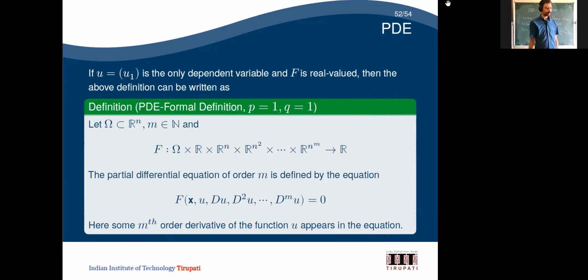Then I define the same thing again. So f is a mapping from Omega cross R, because p is 1, cross R power n, cross R power n square, etc. So that is going to R. The same way, capital X means x1, x2, ..., xn will be there. Then u is again in R power n, so ux1, ux2, ..., uxn will be there. Then d square u, so again it will have dx1x1, dx1x2, dx1x3, etc. Like this it will go up to n square. Similarly for t. So once again, at least some mth order derivative of the function u appears.